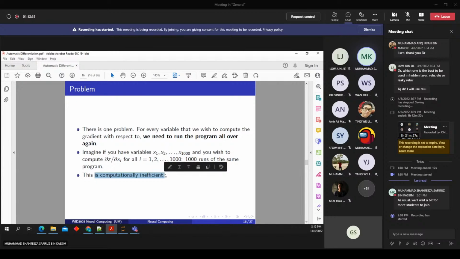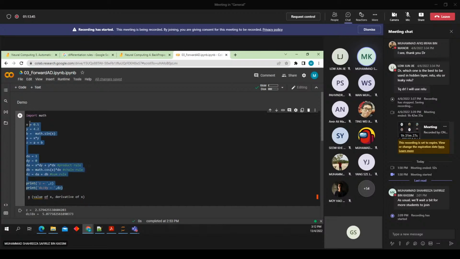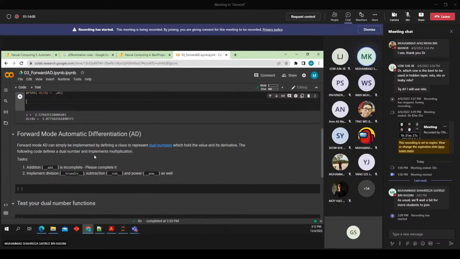This is inefficient, right? Because if you have 1,000 variables, then you have to keep setting ones and zeros 1,000 times. So that's why we're going to do reverse mode automatic differentiation. But before we go to reverse mode automatic differentiation, I plan that we do the forward mode automatic differentiation first. Okay, let's do this first.